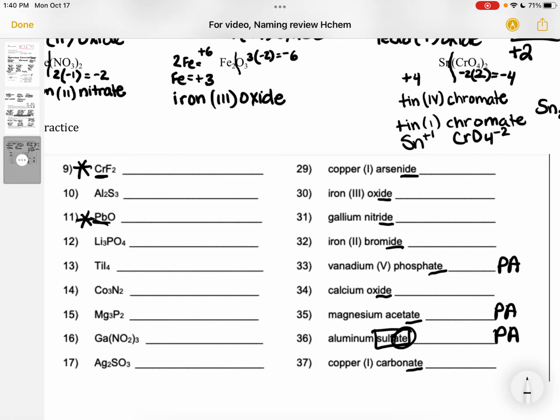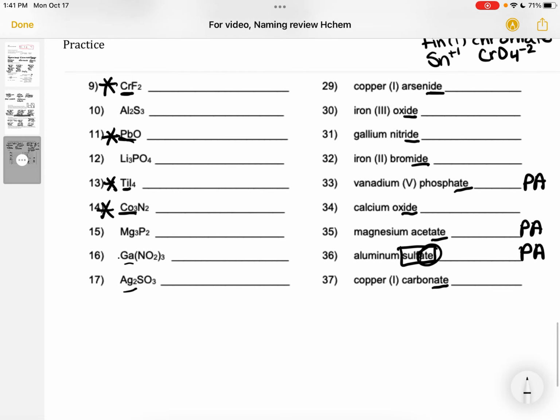Lithium does not need a Roman numeral. Titanium does. Cobalt does. Magnesium does not. Gallium does not. Silver does not. And that is it. If you are having more difficulties, see the videos spreadsheet that I posted on Google Classroom. There's more information there about naming.